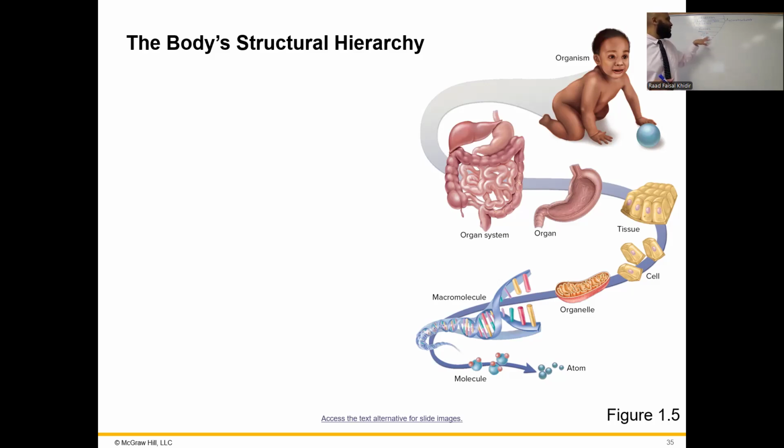Many atoms and molecules give me many cells. Many cells give me many tissues. Many tissues give me many organs. Many organs give me many organ systems. Many organ systems give me an organism. Many organisms give me a population.